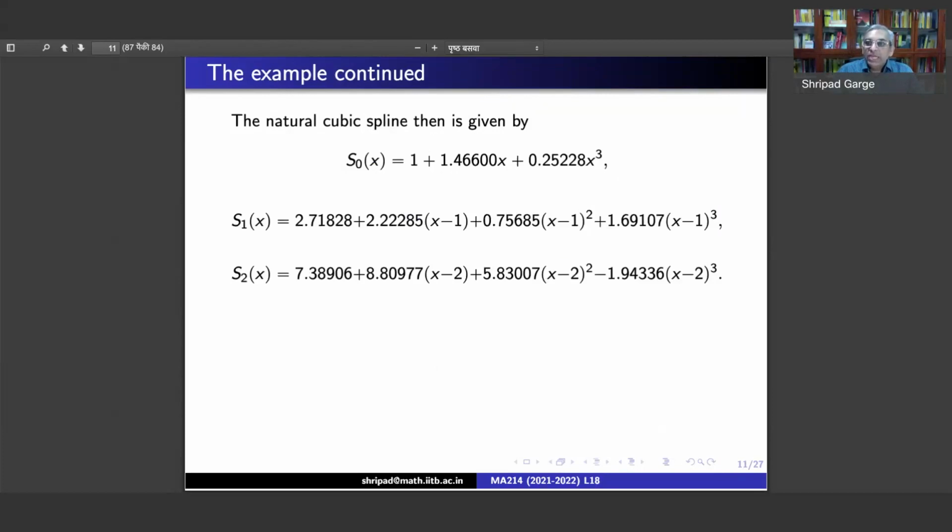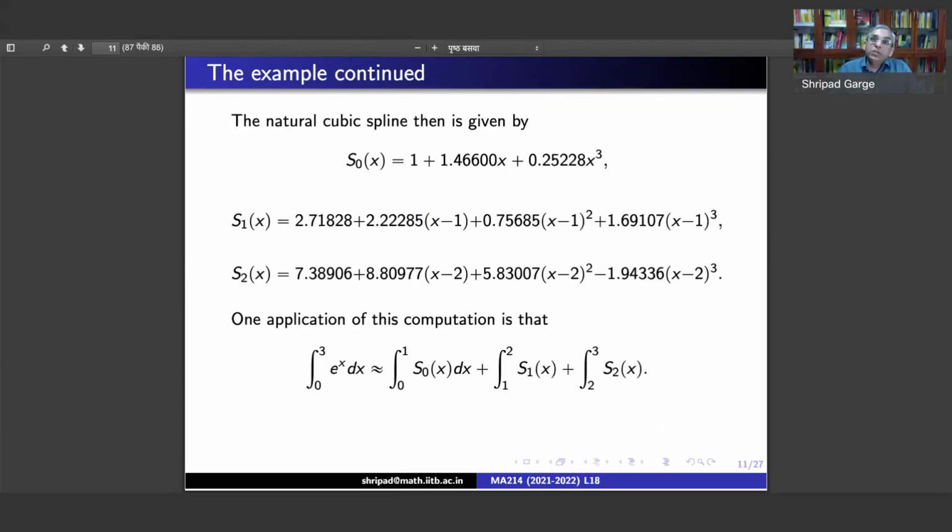Now you may wonder why we are doing all this. Just to give you a trailer of the things which are going to come later, this, for instance, would enable you to compute the integral from 0 to 3 of e to the power x dx. Because you have approximated the function in a reasonably nice way, it will help you compute the integral, simply because it's going to be approximately the same as the integral from 0 to 1 of S0 of x dx plus 1 to 2 of S1 of x dx plus 2 to 3 of S2 of x dx. So this is what we get.